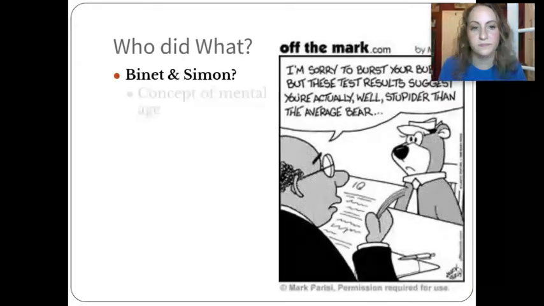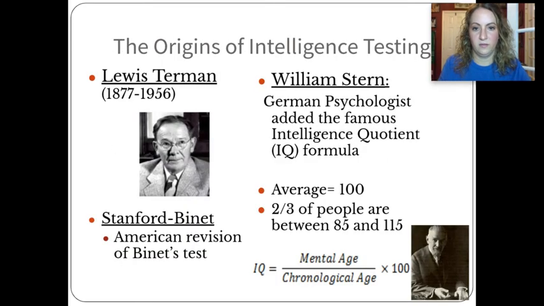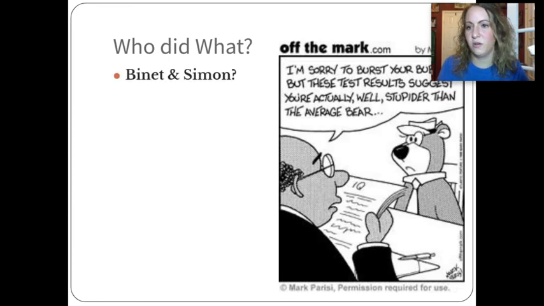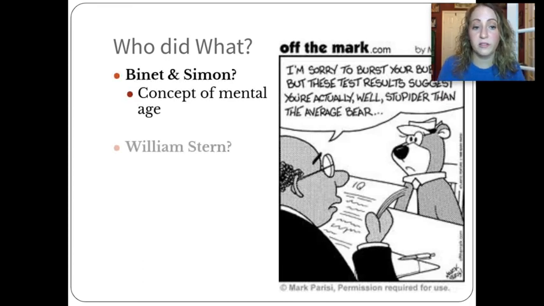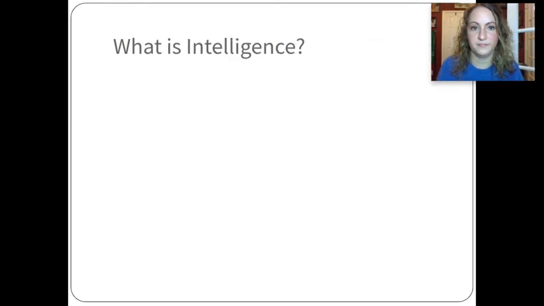Okay, so really quick, who did what? Binet and Simon. I don't think you need to know Simon. Just know Binet. Binet came up with the concept of mental age. Stern came up with the number of IQ. And Lewis Terman just made it American.